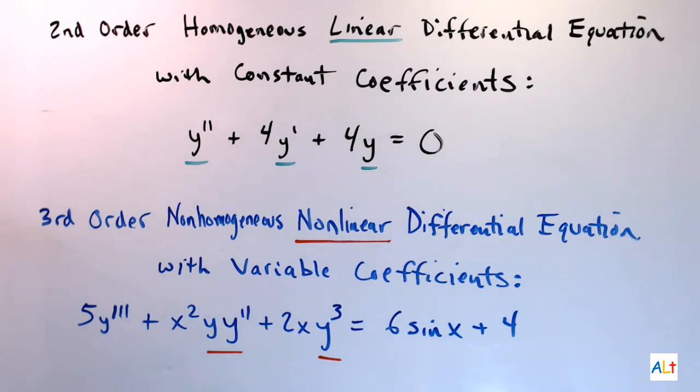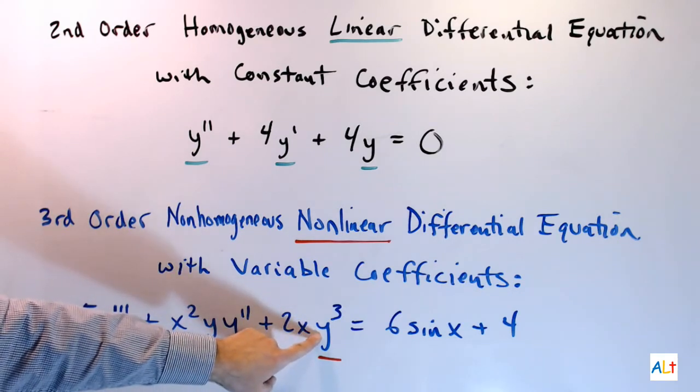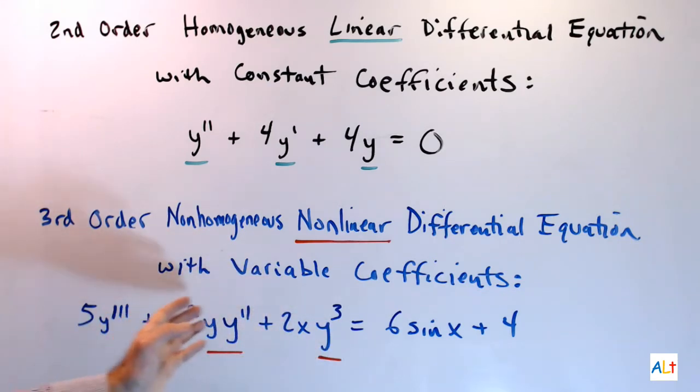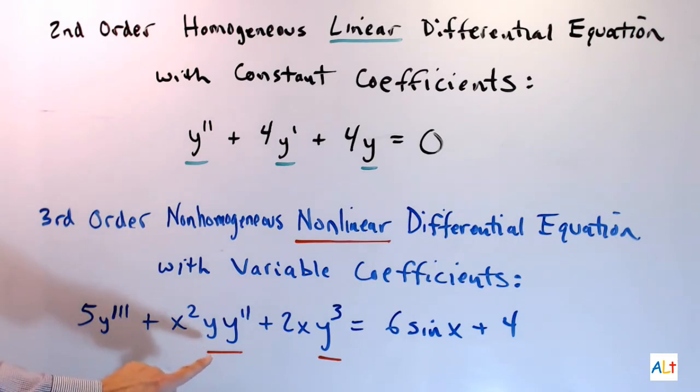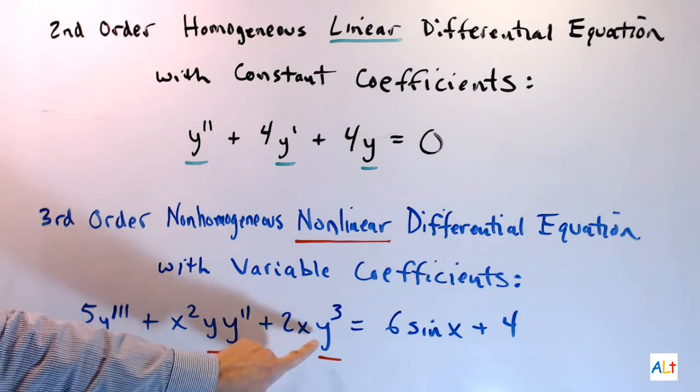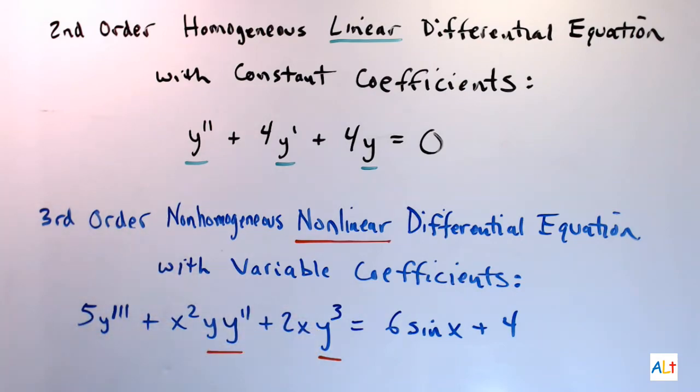Now down here, these two terms are nonlinear. Here's a y cubed, that's not linear. And then here's y times y double prime, that is also not linear. This is linear over here, but even one nonlinear term is enough to make the whole equation nonlinear. Now notice what I have underlined. The x squared has nothing to do with whether this is nonlinear. It's all about the y times y double prime. Same story over here. The only thing that matters is the y cubed. Whatever is going on with any non-homogeneous terms is beside the point as far as nonlinear is concerned.